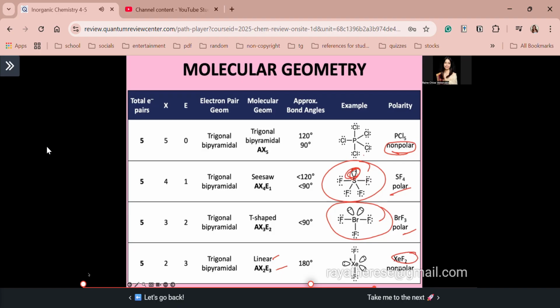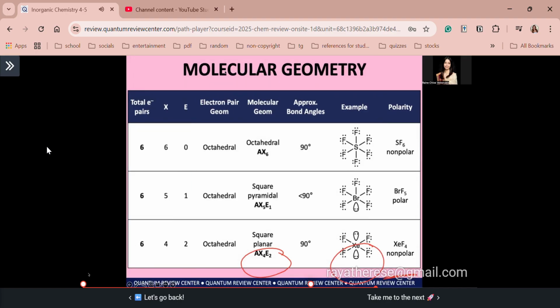O, tingnan natin bakit. Again, the dipole goes to the more electronegative, so, papunta kay fluorine. Magka-cancel out yung dipole sa taas sa dipole sa baba. And magka-cancel out din yung lone pair sa taas sa lone pair sa baba. Okay? This is also a highly symmetric molecule. That's why AX2E3 linear such as XeF2 is non-polar. Wala siyang net dipole. Next, for octahedral molecular geometry, we have sulfur hexafluoride. Again, we said that it's non-polar due to the zero net dipole.